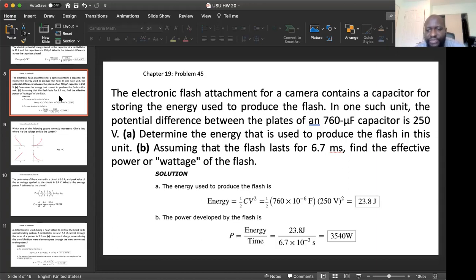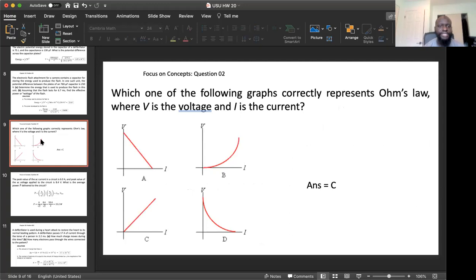Then assuming the flash lasts for 6.7 milliseconds, find the effective power. So effective power is energy divided by time. We've gotten the energy divided by the time in milliseconds times 10 to the negative 3 seconds, and then we get the answer in watts. Okay. So far, so good and easy. So we'll go to the next one.